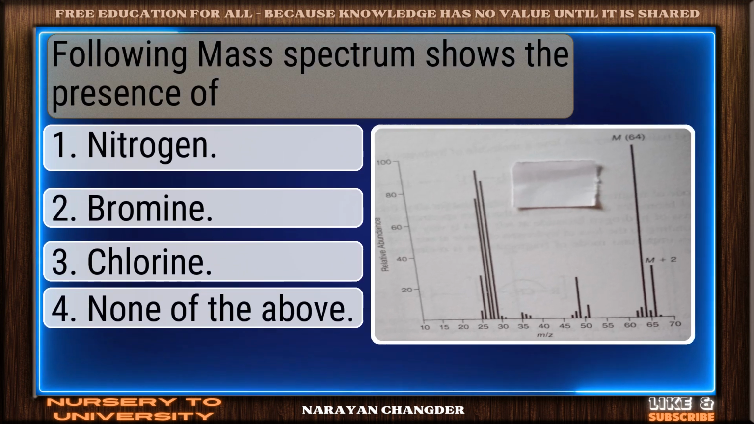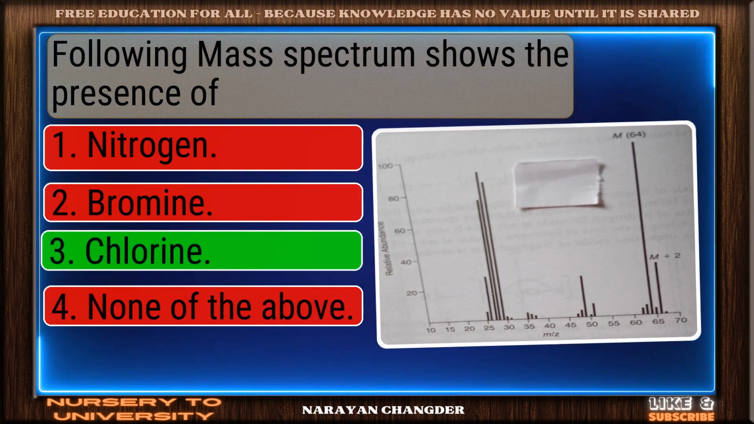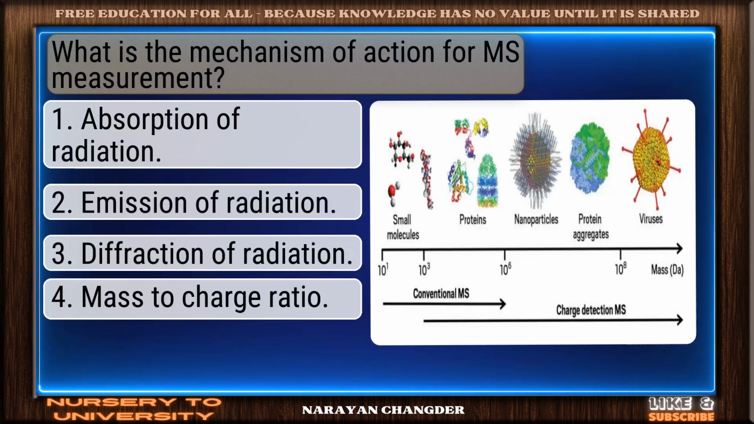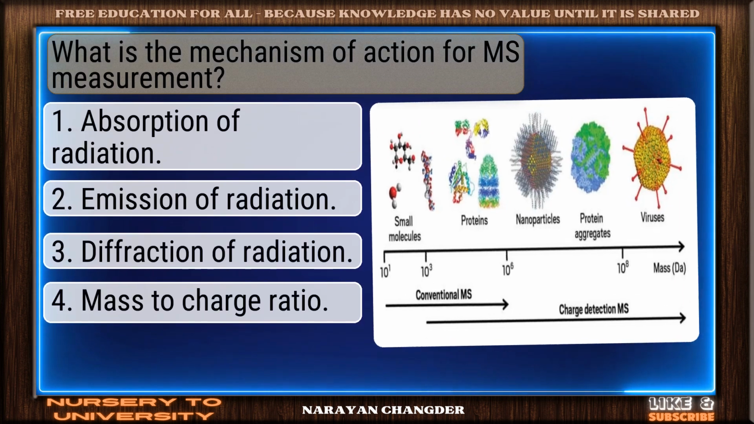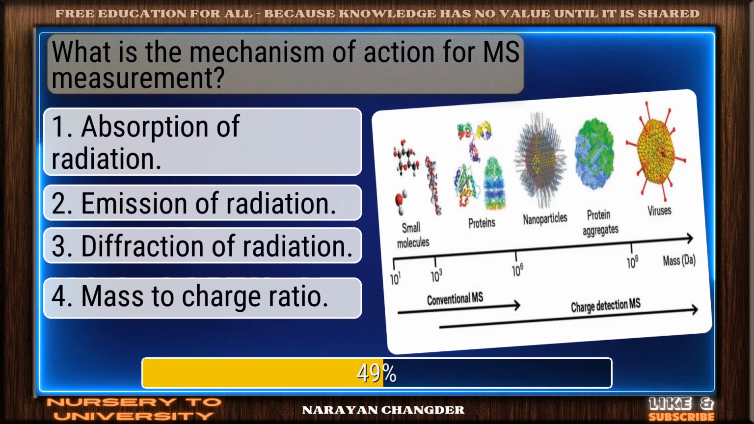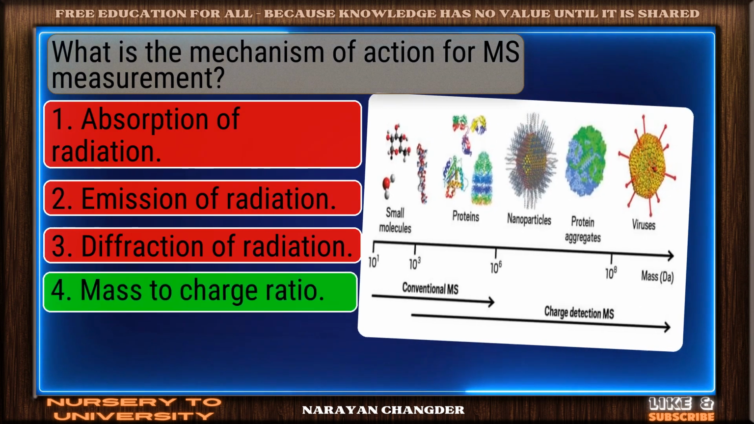Following mass spectrum shows the presence of. Exactly. Chlorine makes sense, and it is the right choice. What is the mechanism of action for MS measurement? Bravo. Mass to charge ratio is the answer.